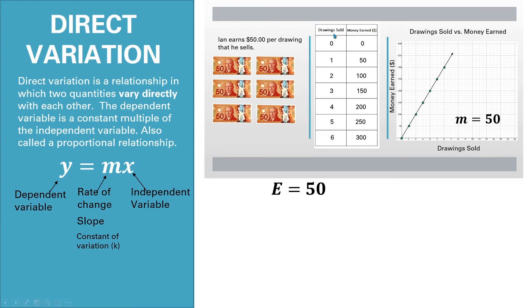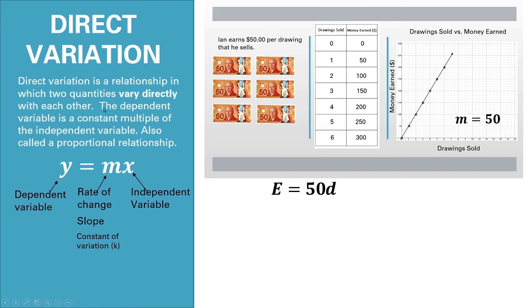It's the independent variable because it is not affected by the money earned, but instead it has an effect on how much money is earned. If he sells more drawings, he'll earn more money. And for each drawing he sells, he earns in fact $50. So instead of writing X, I can write D to represent the number of drawings being sold.